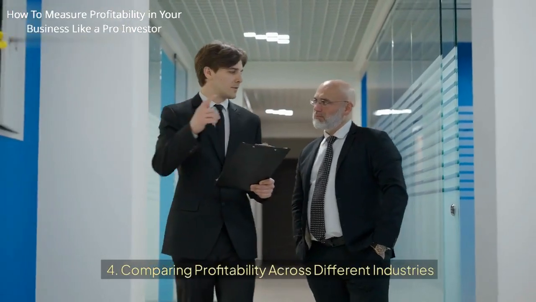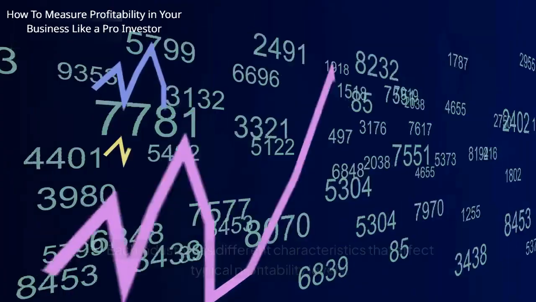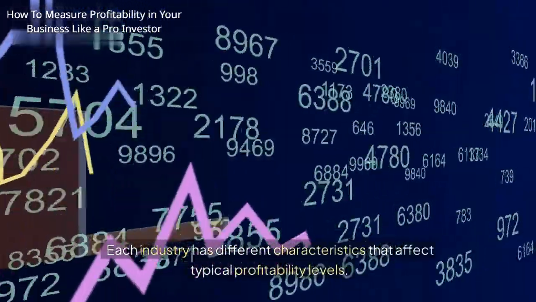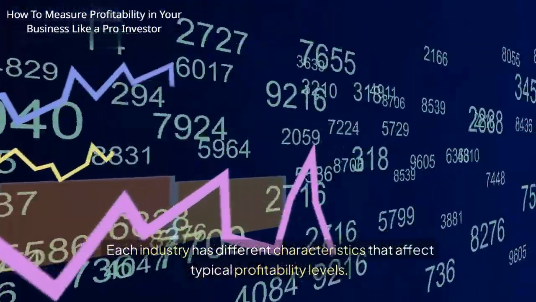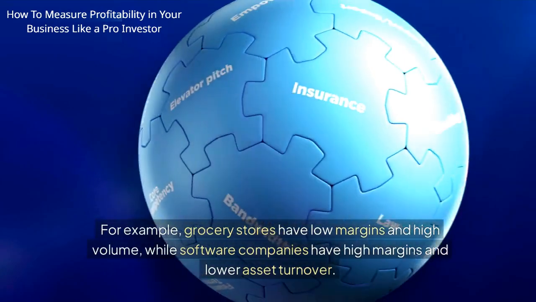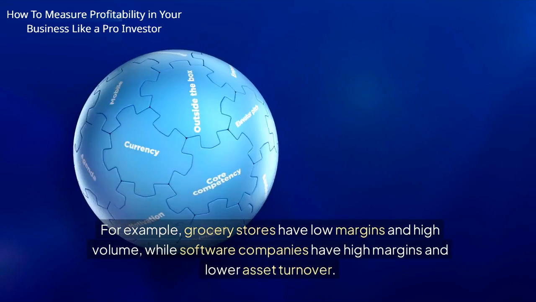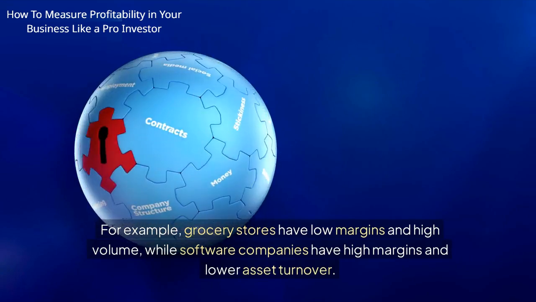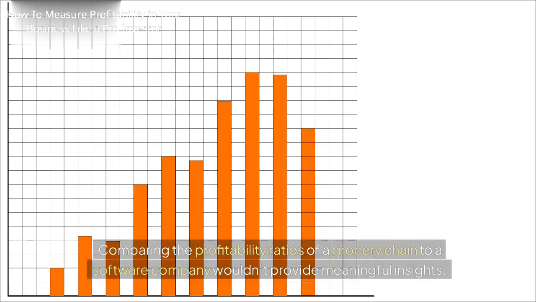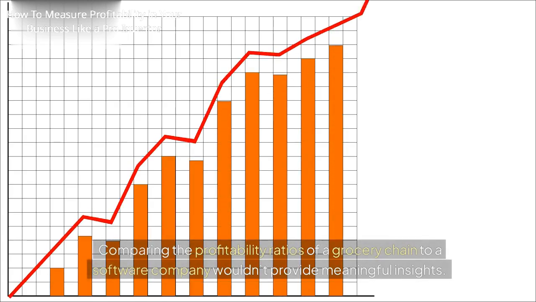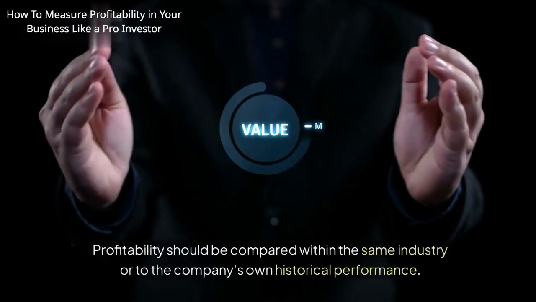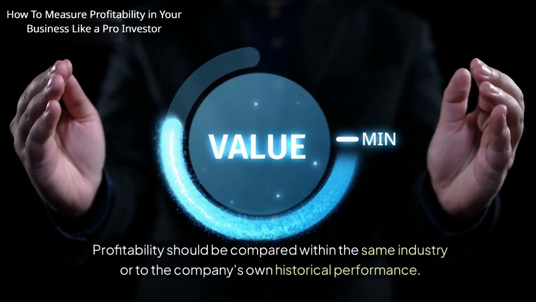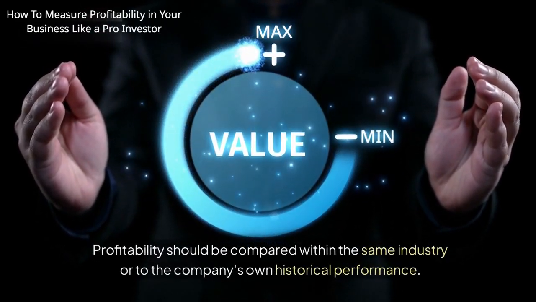4. Comparing profitability across different industries. Each industry has different characteristics that affect typical profitability levels. For example, grocery stores have low margins and high volume, while software companies have high margins and lower asset turnover. Comparing the profitability ratios of a grocery chain to a software company wouldn't provide meaningful insights. Profitability should be compared within the same industry or to the company's own historical performance.